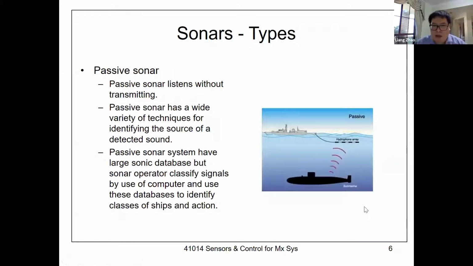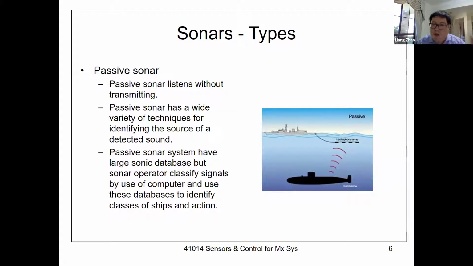And the passive sonar is always used to detect some objects which can generate sound. For example, in the Second World War, they used a lot of passive sonar to detect submarines. Right. So if you have a submarine, your engine will definitely generate some kind of sound, and then that sound will be heard by the passive sonar.